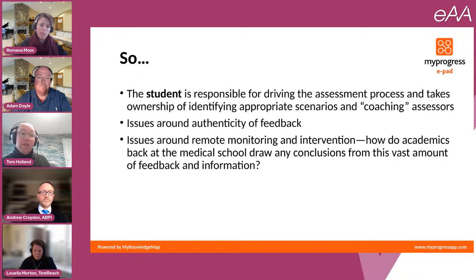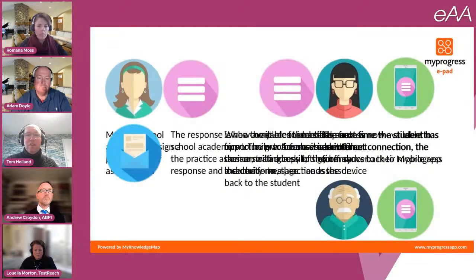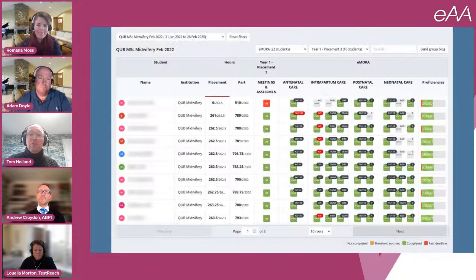So one of the key things, as we'll see in a sec, is how academics back at the medical school can draw on any conclusions from the vast amount of feedback and information. I did have a bit of an animation in the slide here, but I don't think that's going to work. But essentially what happens is that the medical schools push out the forms to the students.